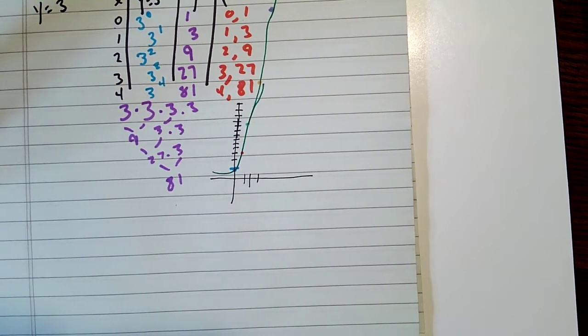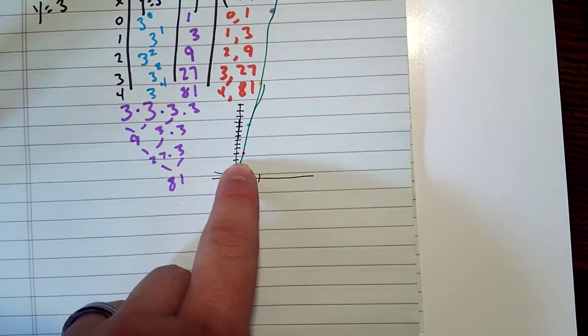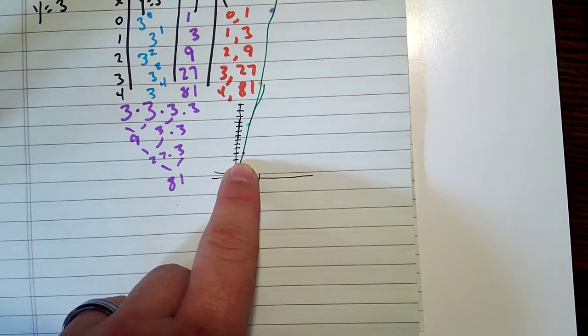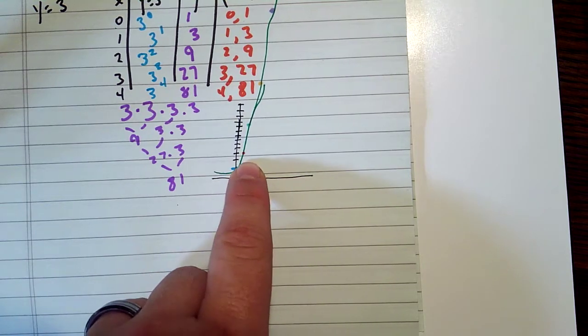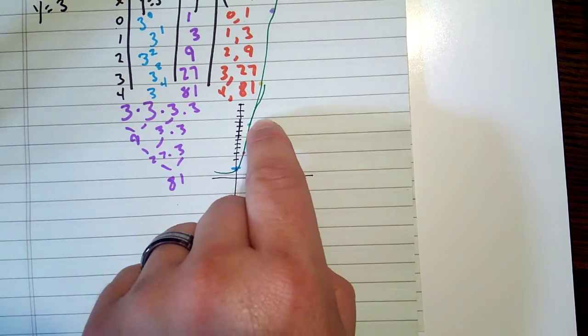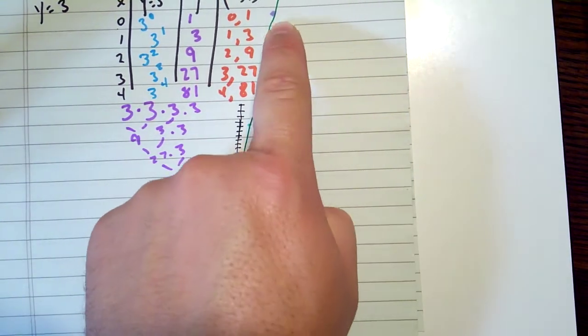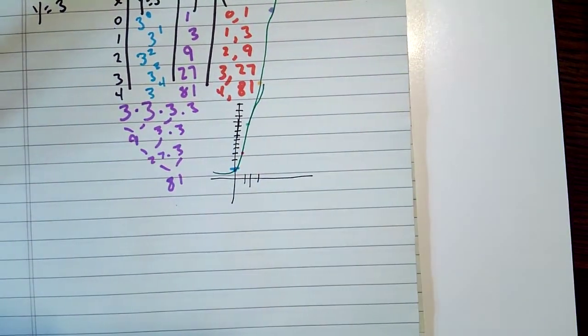Because every time this number is moving up, it's moving up by a certain amount. It's getting multiplied by 3. So it starts at 1, then that's times 3. Then it moves up times 3 again, and again, and again. So it gets up really fast.